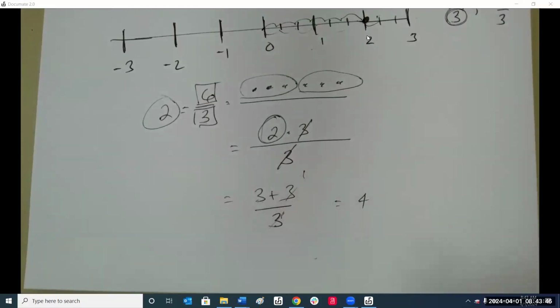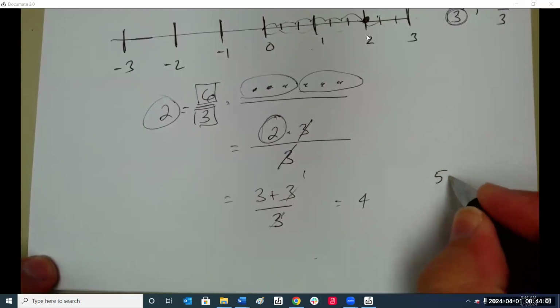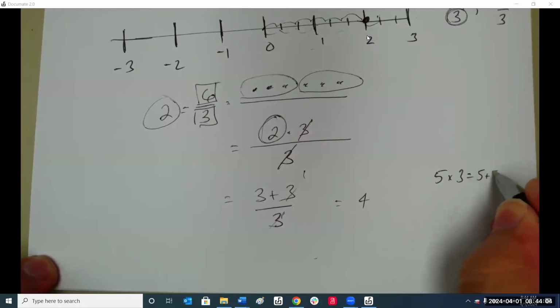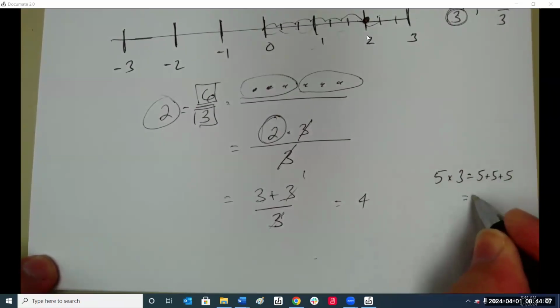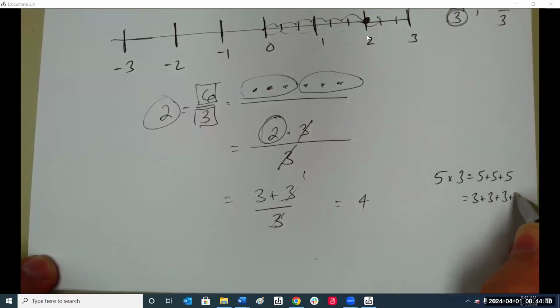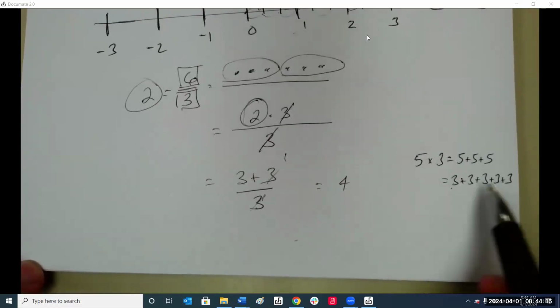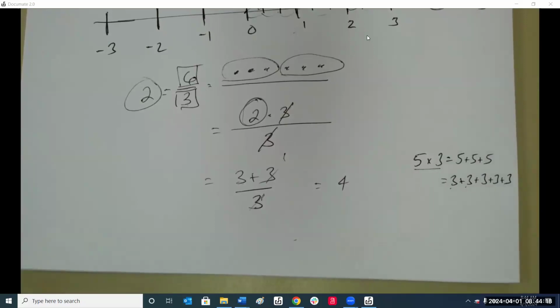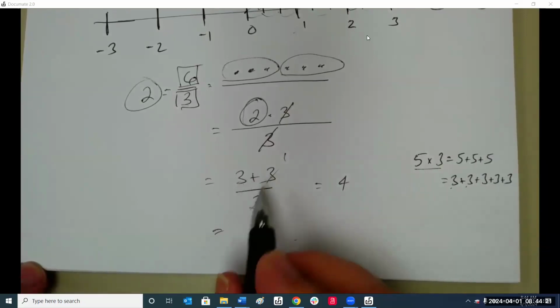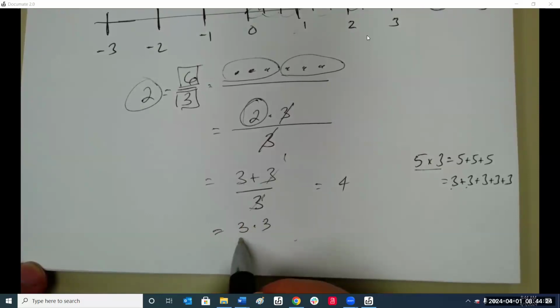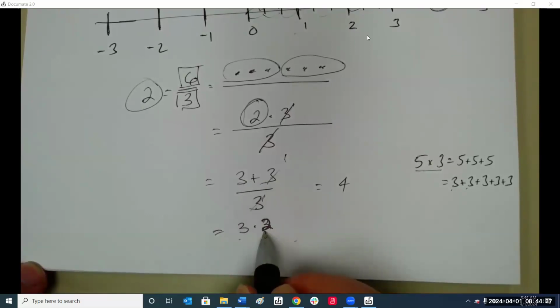What is multiplication? The first thing you define multiplication as is turbo addition. 5 times 3 is 5 plus 5 plus 5, or 3 plus 3 plus 3 plus 3. So if I have the same number and I'm adding it together, that's multiplication. So here, I'm adding 2 numbers together. I have the number and I add it together twice.